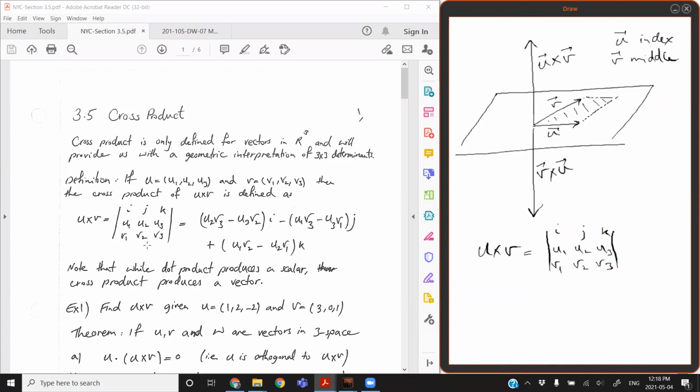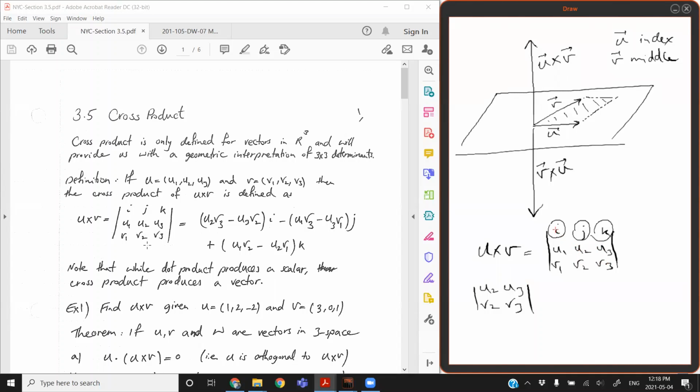And now imagine I want to expand the cofactor along the first row. If I want to expand the cofactor along the first row, I have to multiply I by the corresponding cofactor plus J times the corresponding cofactor plus K times the corresponding cofactor. Yes, but the cofactor for I is going to be this minor. So it's going to be U2, U3, V2, V3. So that would be this minor here.